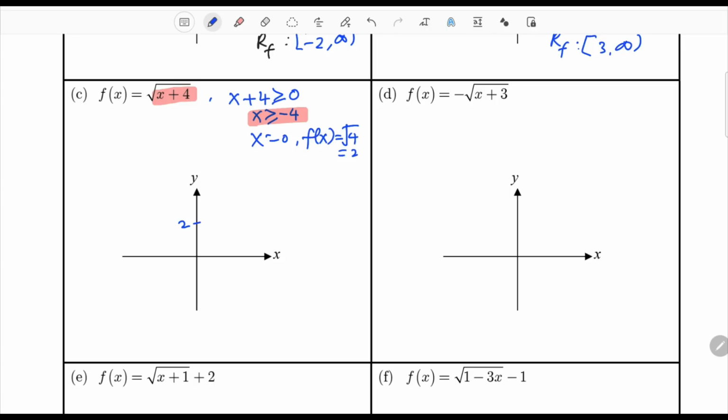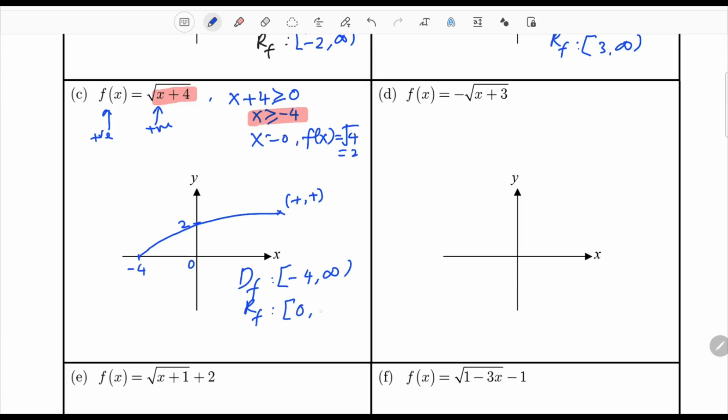Okay, so the graph again: here x positive, here x also positive. So where is negative 4? x negative 4 is somewhere here. So the graph goes to the right. This is where we get the positive, positive. This is your origin. So the domain of f will be negative 4, infinity. The range of f is 0, infinity.